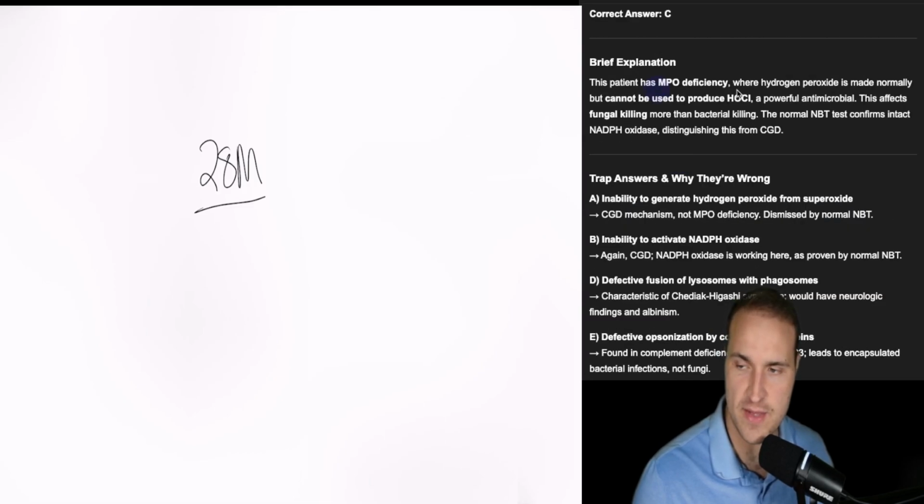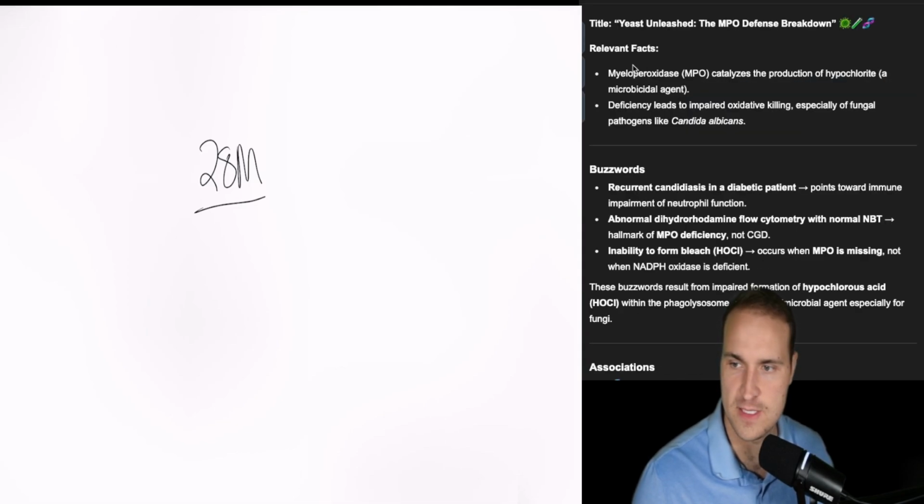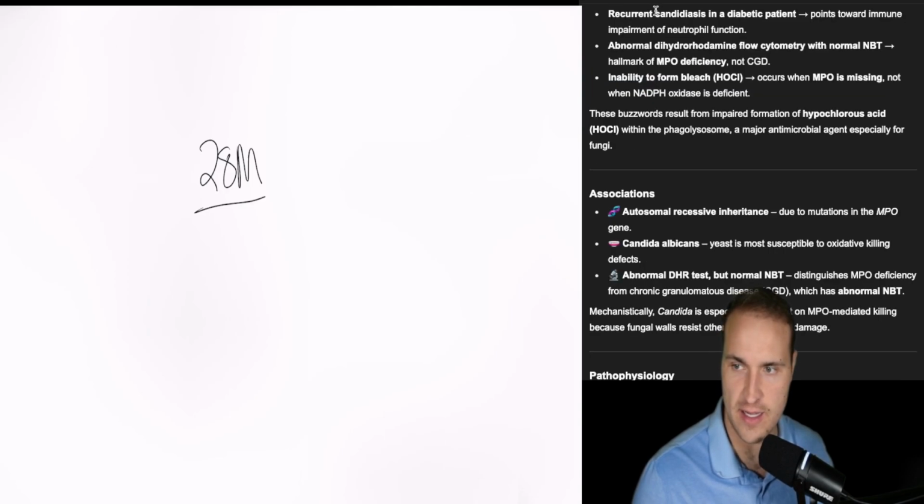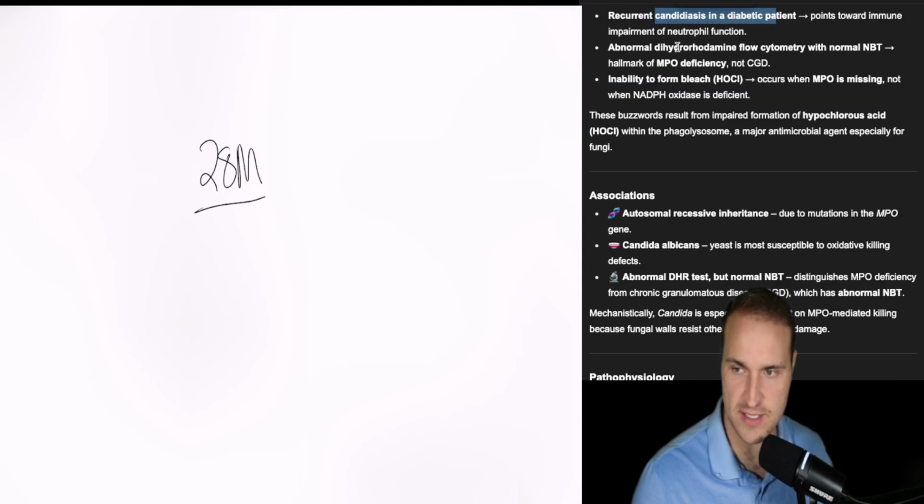It's the impaired formation of hypochlorous acid from hydrogen peroxide. Now, this is known as MPO deficiency. Hydrogen peroxide is made normally but cannot be used to produce HOCl. So myeloperoxidase catalyzes the production of hypochlorite, and deficiency makes it so you have recurrent candida infections in diabetic patients. You can't form the bleach, and you get an abnormal DHR flow.